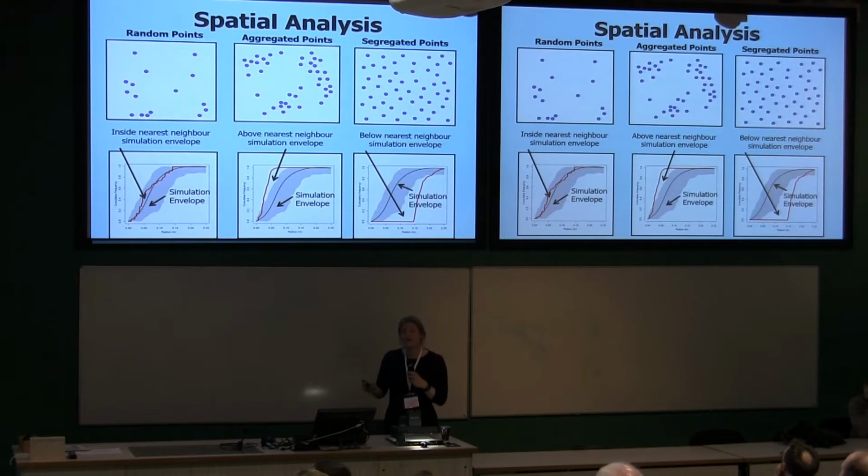And historically, nearest neighbours analyses have been used to determine this. And with nearest neighbours, you plot the distance from each point to the nearest point on a cumulative frequency graph, and this is the red line. The black line is the model, so what you'd expect by random, and the grey is a simulation envelope. If you have your observed line going above the grey area, you have aggregated points, and below is segregated.